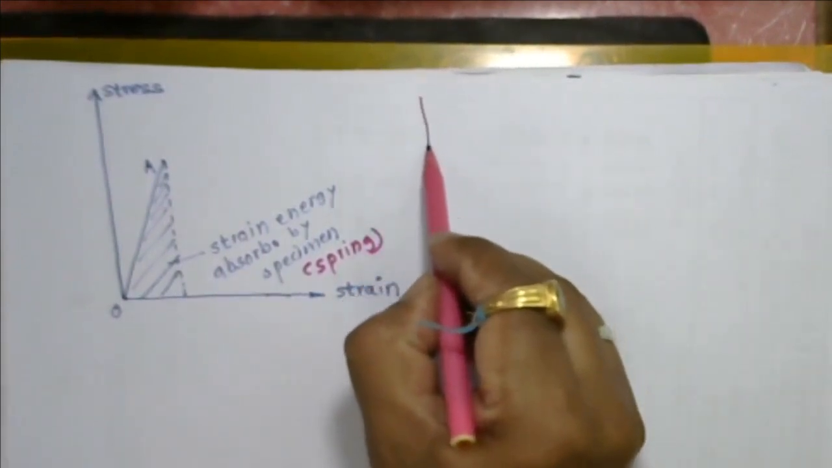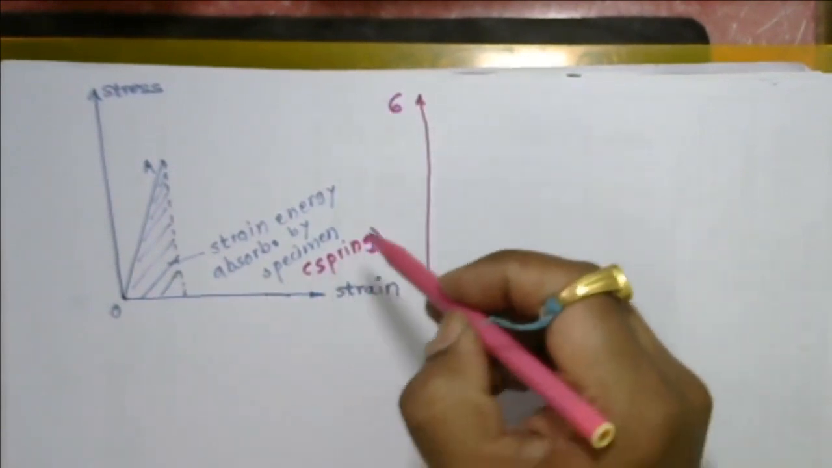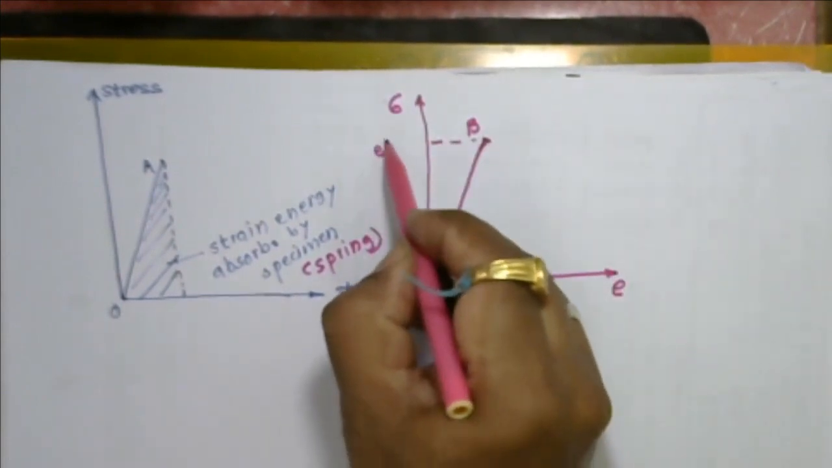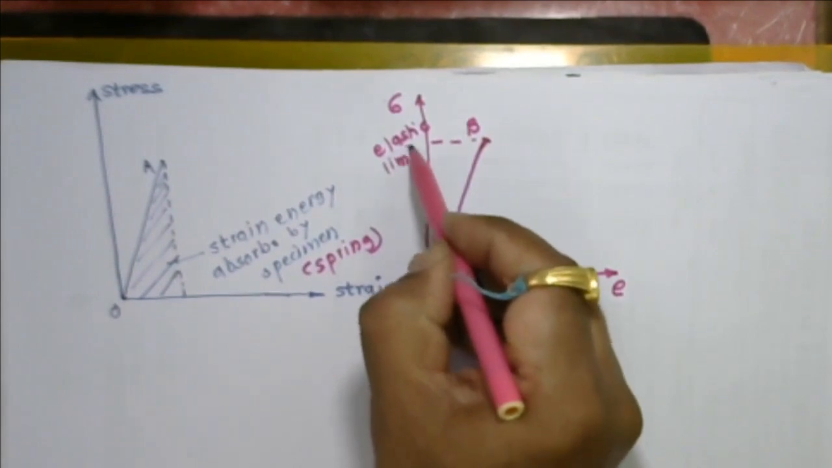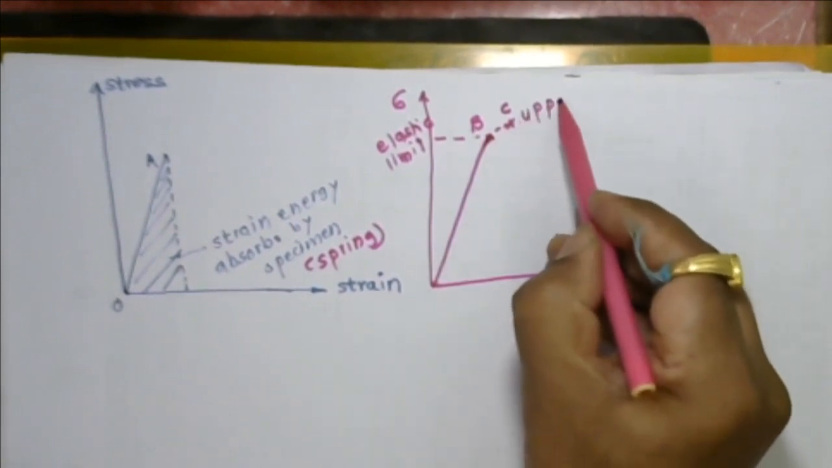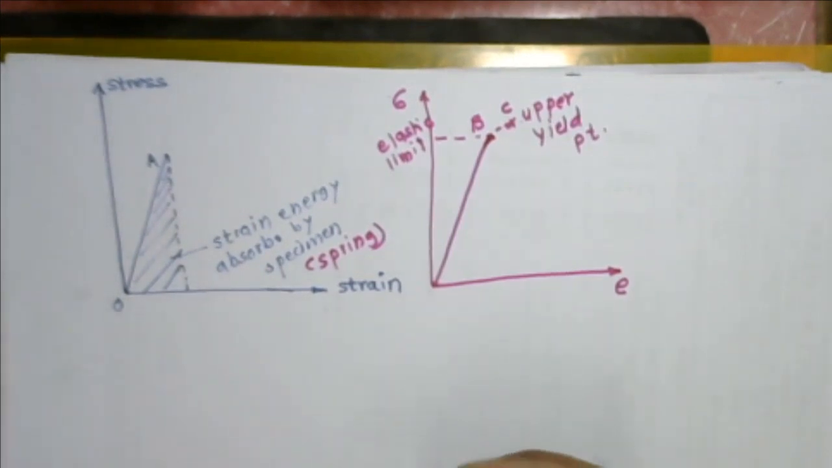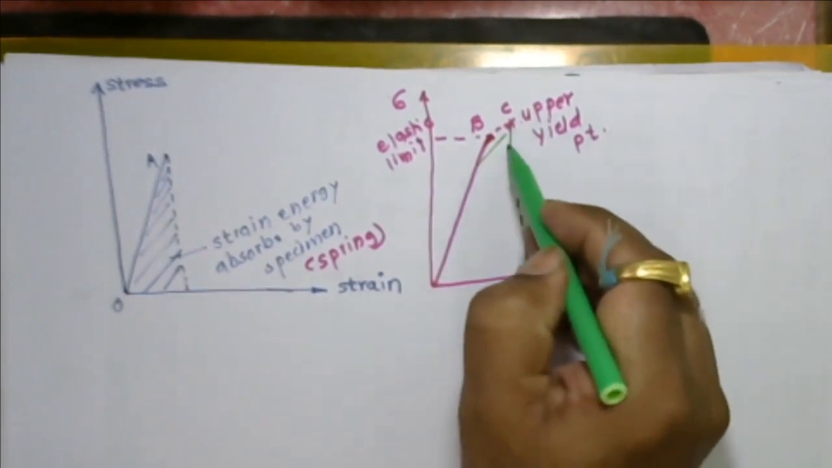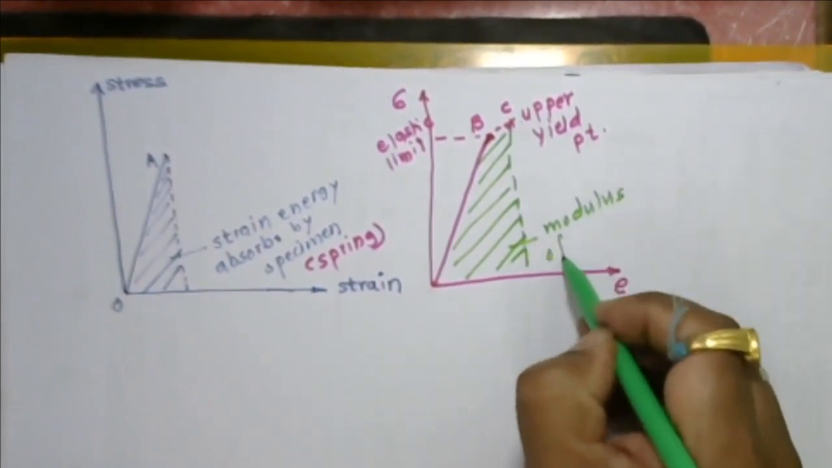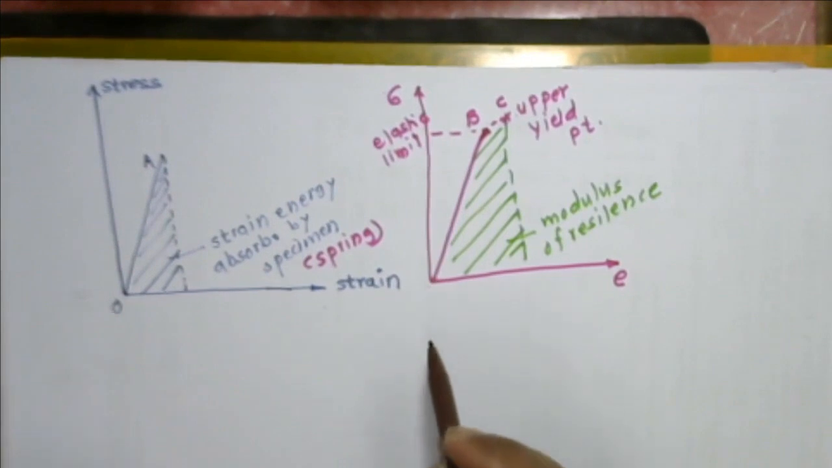Now after that, if we take another graph of stress versus strain, and if we take it up to point B, we may say this is the elastic limit, and if we extend this up to point C, that is our upper yield point, and if we take the area under this curve, this area shows the modulus of resilience.